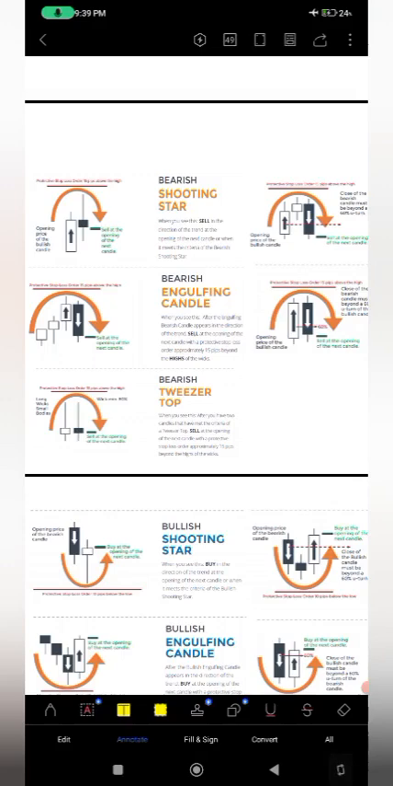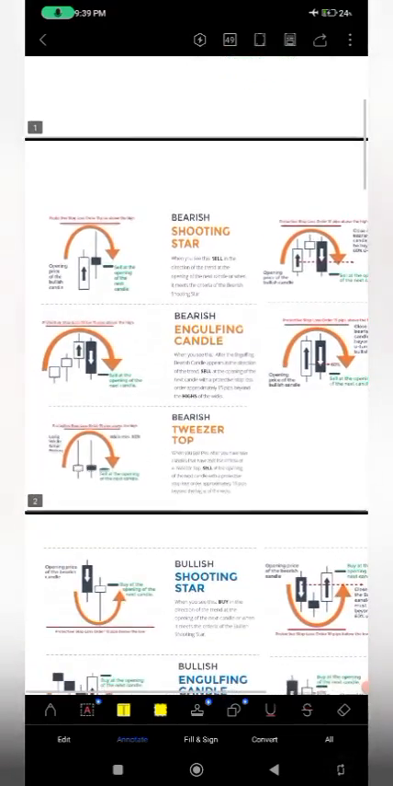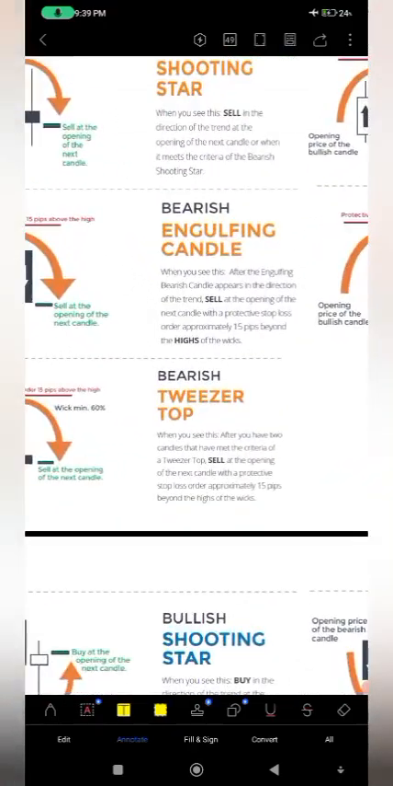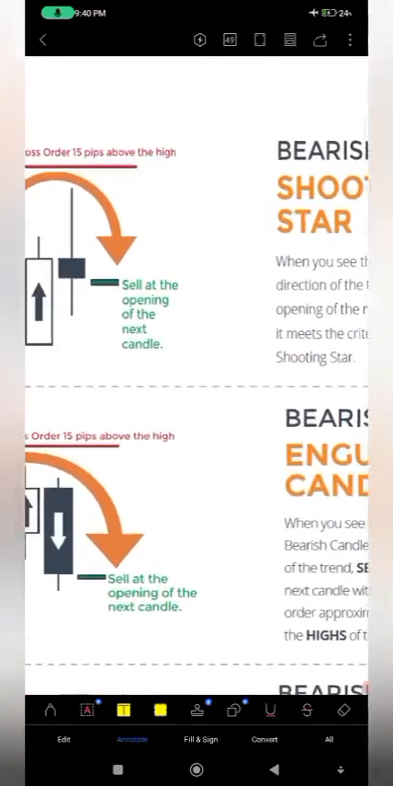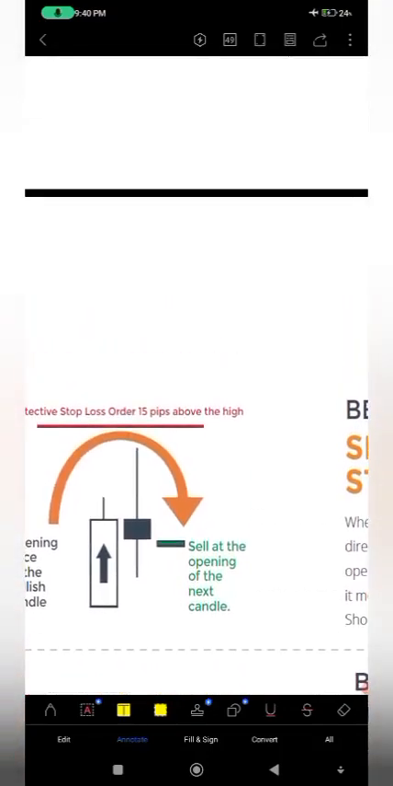So quickly now, let's look at candlesticks themselves. The first candlestick is the bearish shooting star, and the bearish shooting star is actually a candlestick formation that gives us an opportunity or signal for us to sell, to go bearish. That's why it is called bearish shooting star. And this is how it looks like, the bearish shooting star.